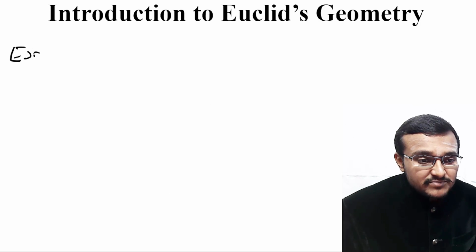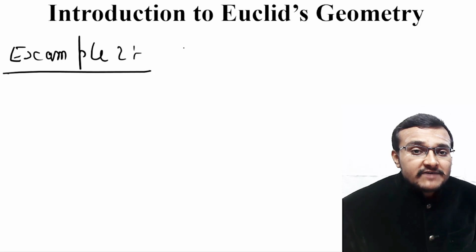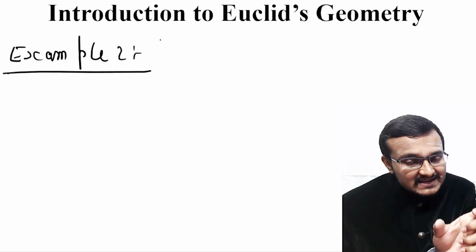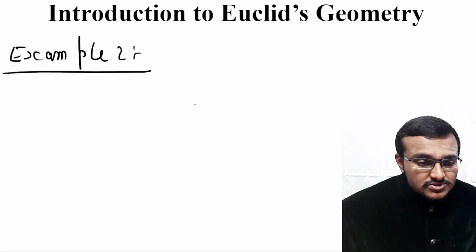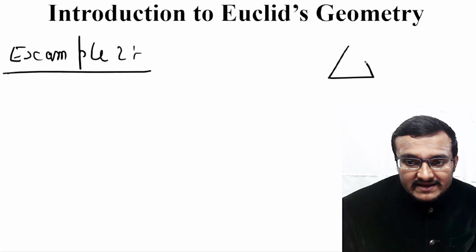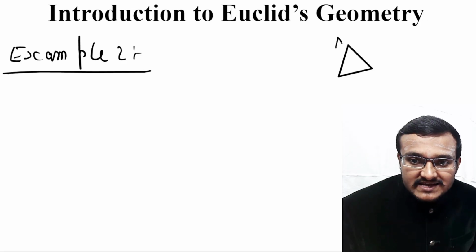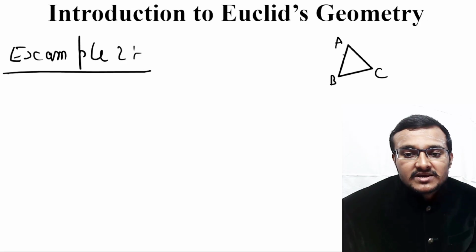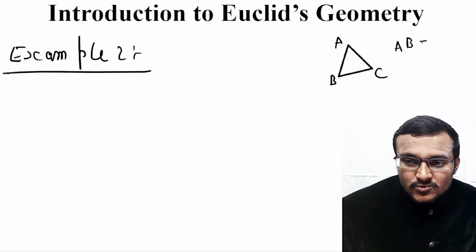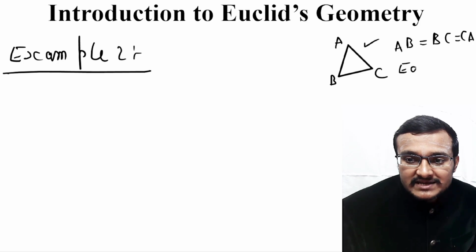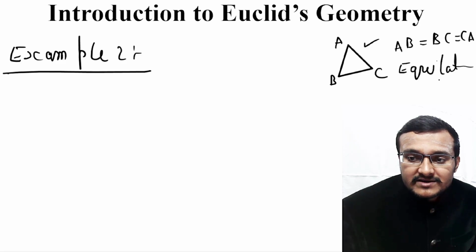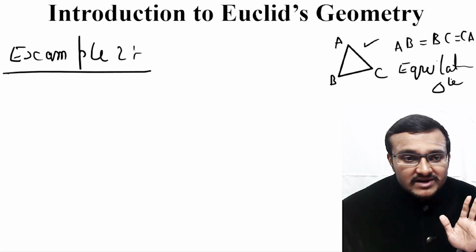Now we look into the example 2 question. Here you have to prove that using any one single line segment you can construct an equilateral triangle. What do you mean by equilateral triangle? If you are drawing a particular triangle like this, and in this triangle this is ABC, if AB is equal to BC is equal to CA, that means all sides are equal to each other, then that kind of triangle is known as an equilateral triangle.